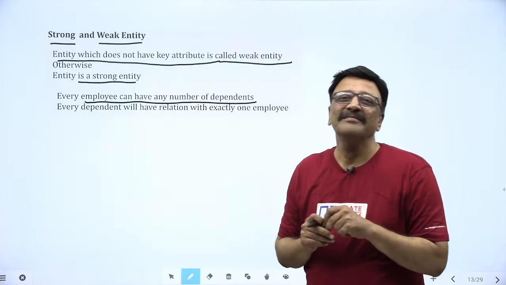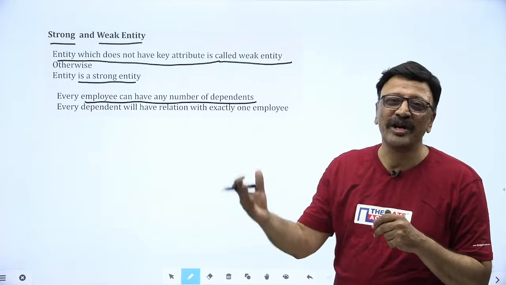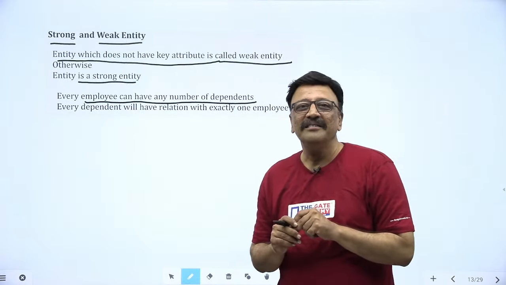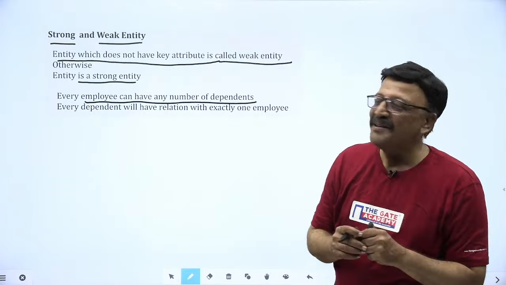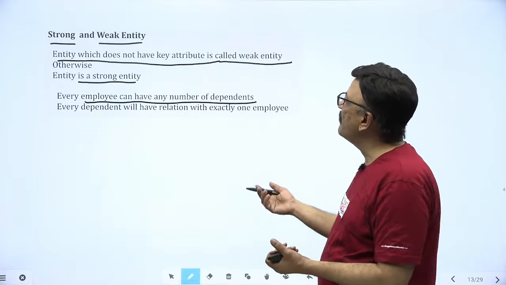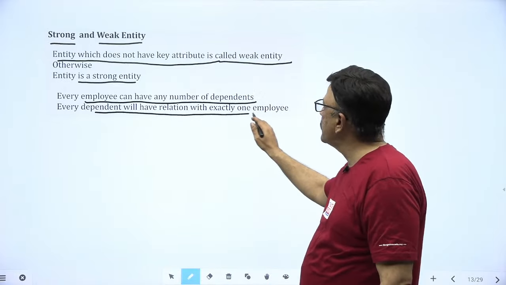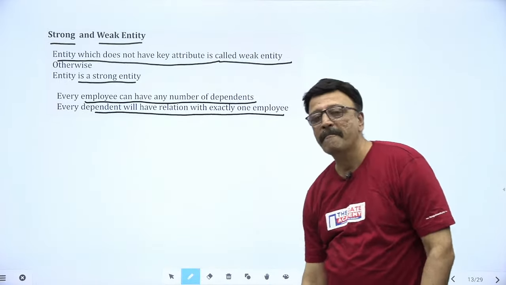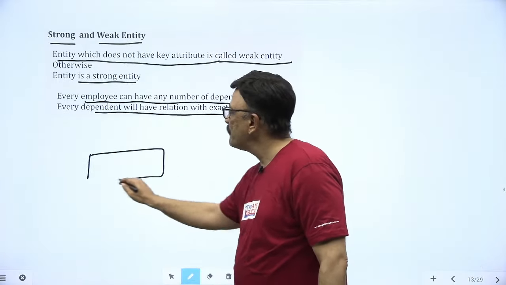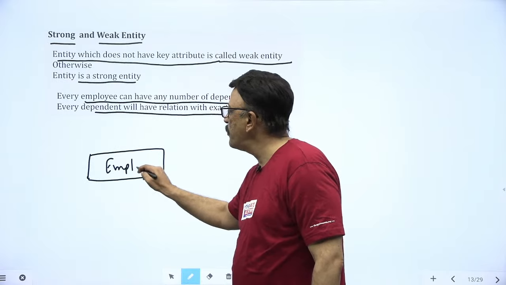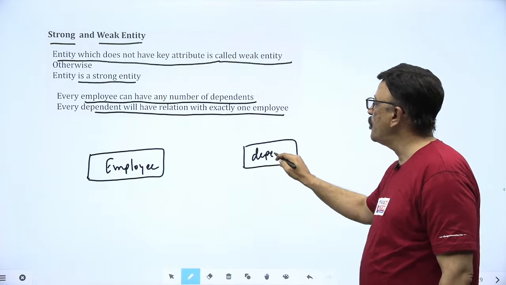But maybe there is, say, a 19-year-old boy who has joined our organization and his parents are still working, so they are not dependent. But anyway, an employee can have any number of dependents, and every dependent will have a relation with exactly one employee. Let's see what it means. There are definitely two entities, employee and dependent. I hope you recognize that. Employee and dependent.